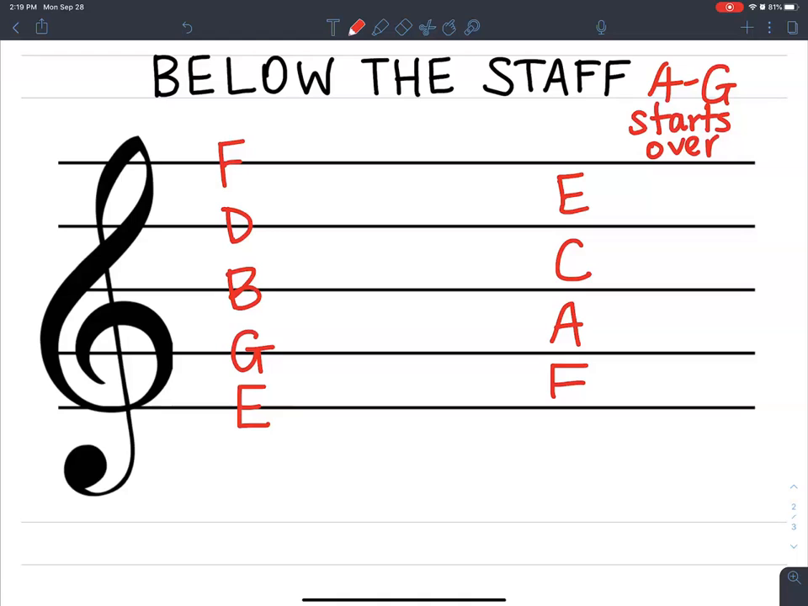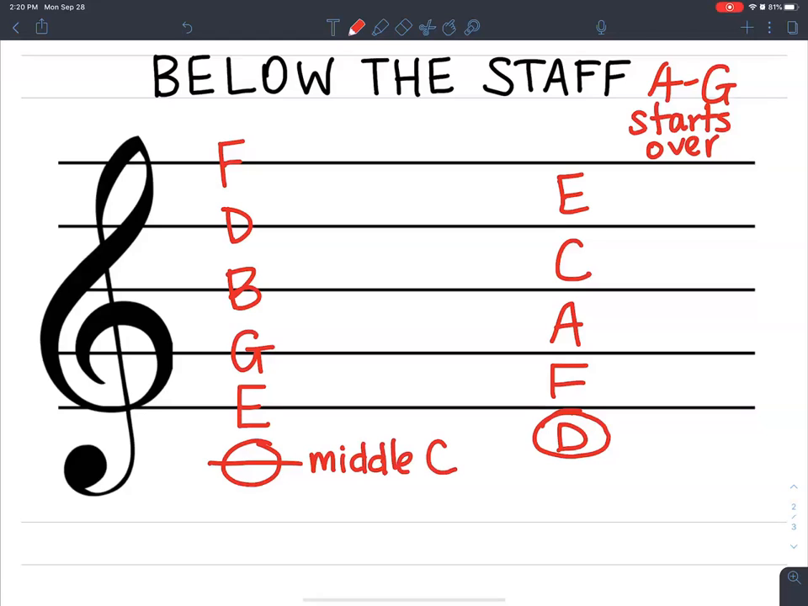Okay? Then we have our special notes, right? Right here below the staff, but touching that top line here, we have D. And then below the staff on that imaginary line, we have the very special middle C. Okay? So really practice that.